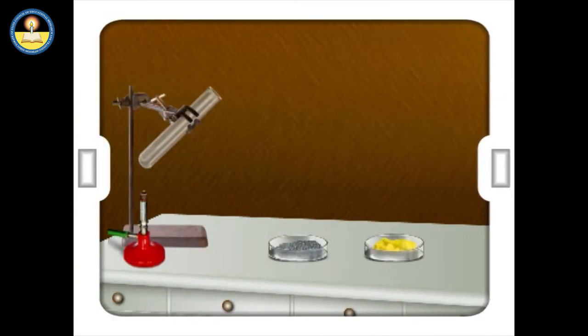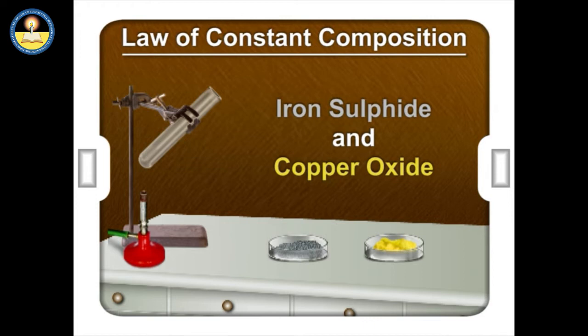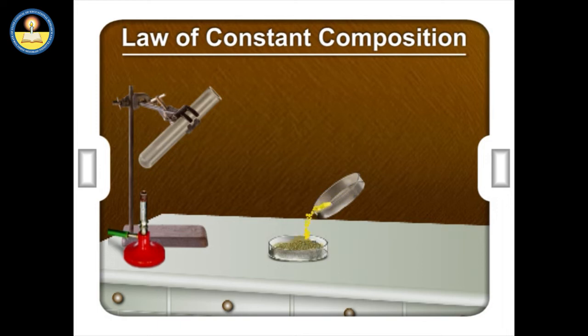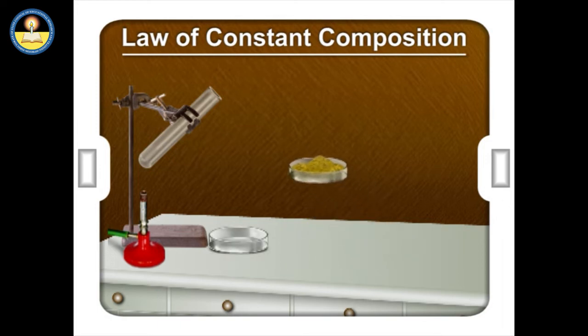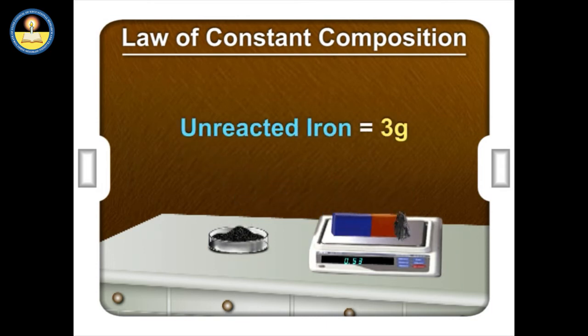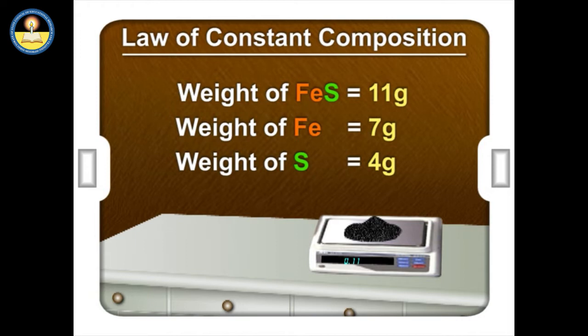The animation here illustrates the concept of the law of constant composition by taking different sources of the same substances, using the example of iron sulfide and copper oxide. 10 grams of iron and 4 grams of sulfur react to produce 11 grams of iron sulfide. The unreacted iron is separated using a magnet and was found to weigh 3 grams. Whatever be the source of iron and sulfur, they always combine in a ratio of 7:4 to form iron sulfide.